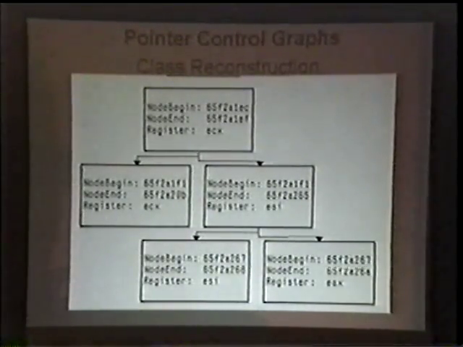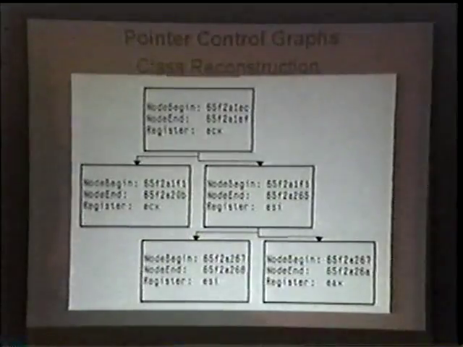And then you have on the right side another split in the graph, where ESI is being moved into EAX again at location 65F2A whatever, down here, in order to be a return value. So this is not terribly useful yet.